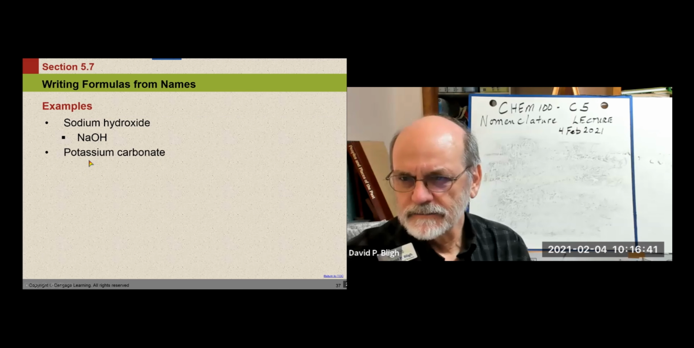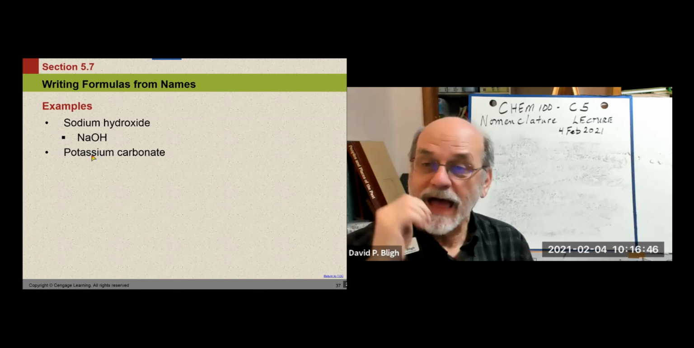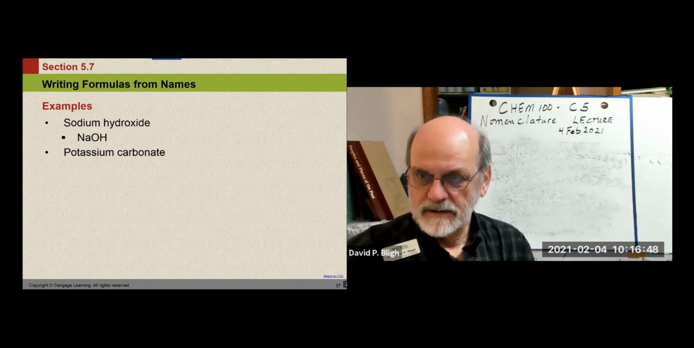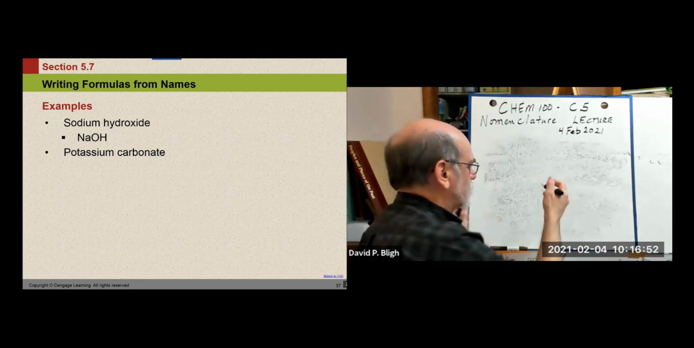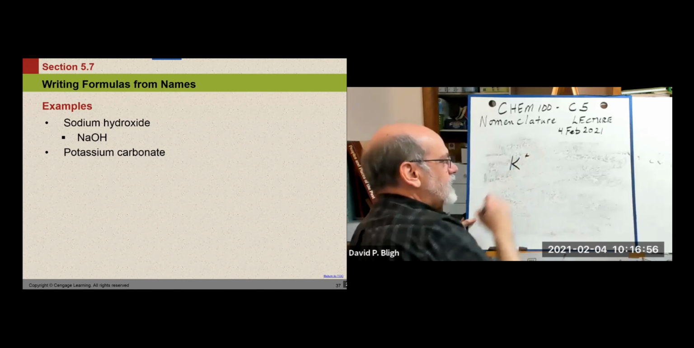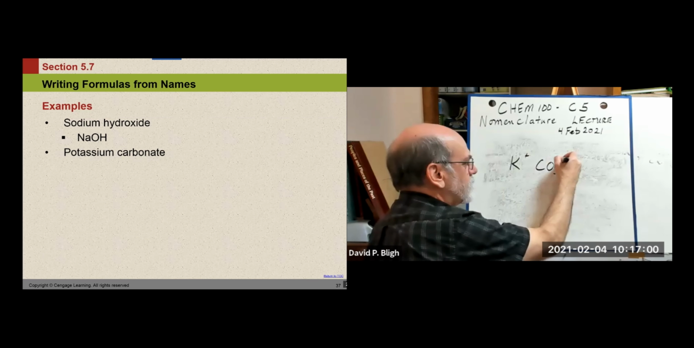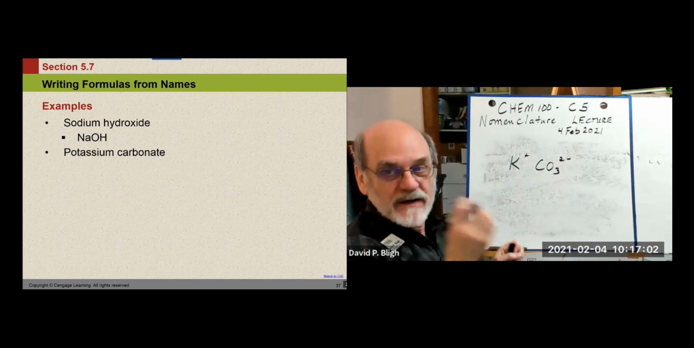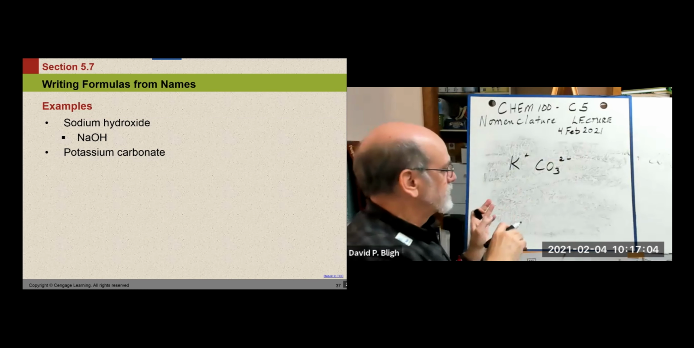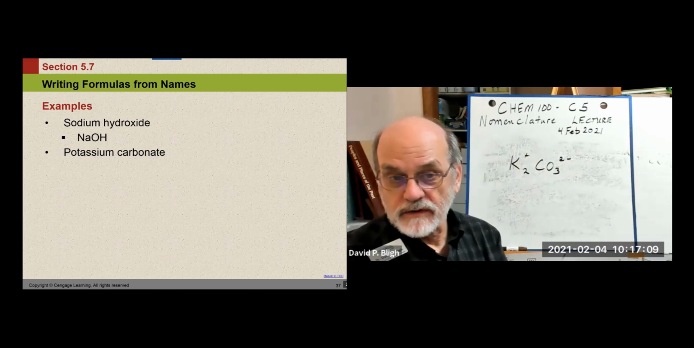Potassium carbonate, right? What type do you have there? Potassium is an alkali metal. It's a +1 charge. Carbonate, look it up, CO3 2-. So we need 2 positives to balance the 2 negatives. K2CO3.